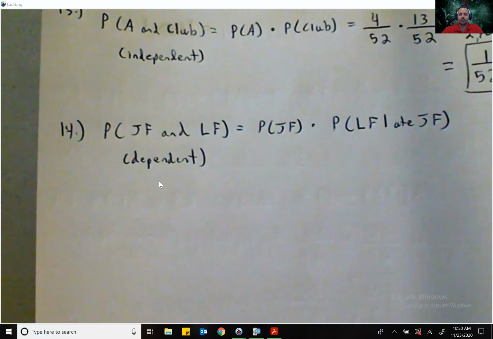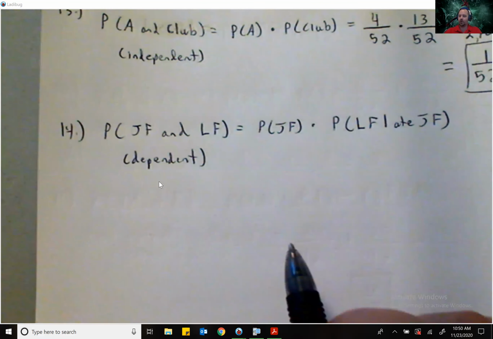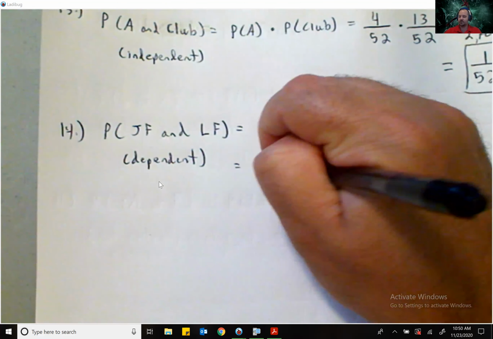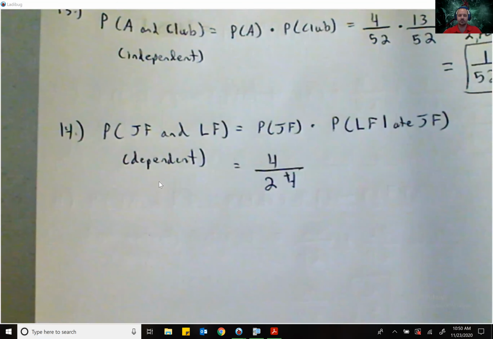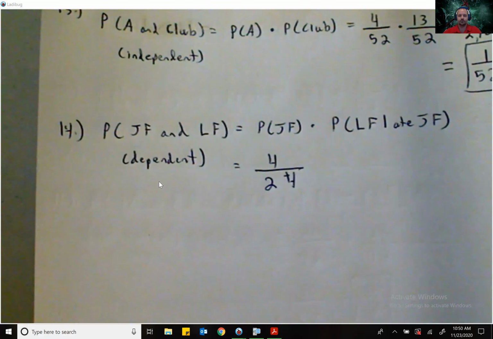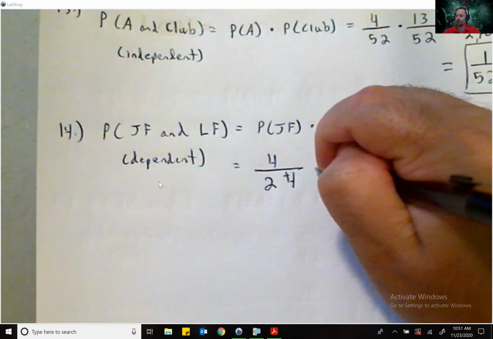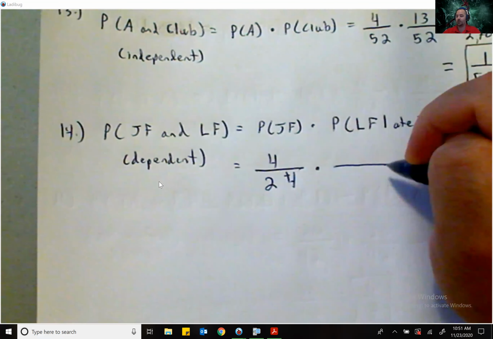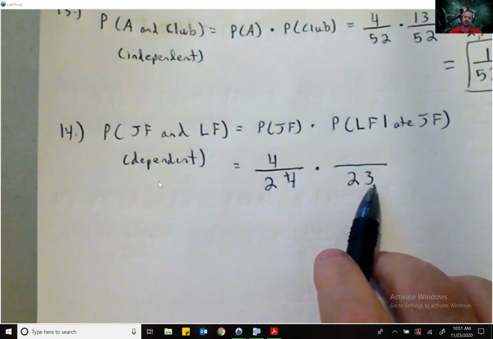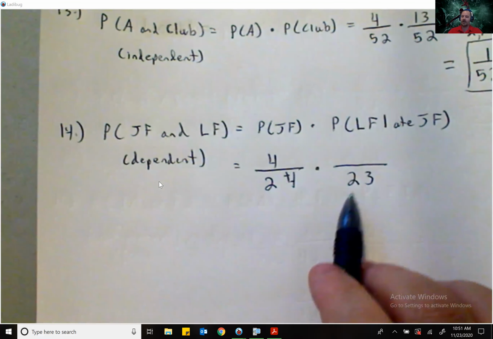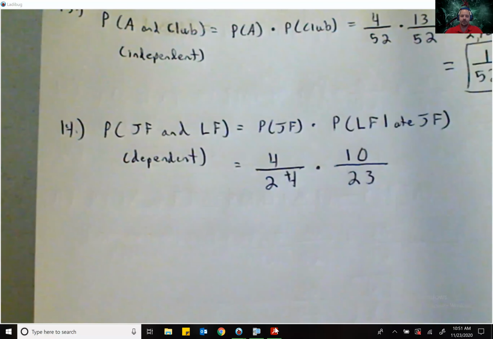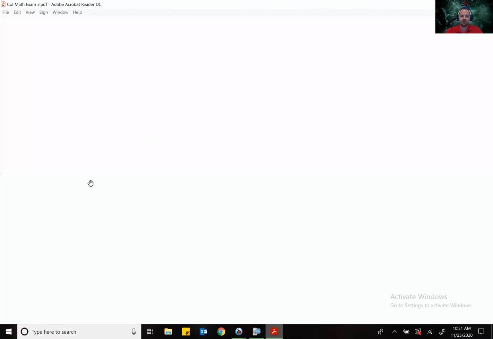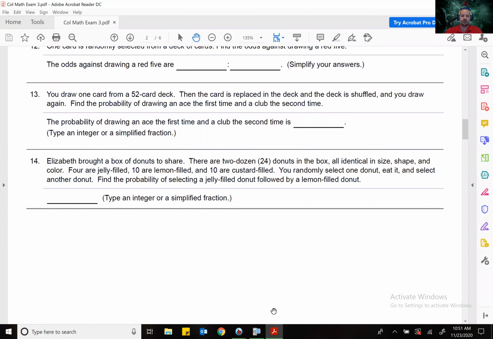What's the probability of a jelly-filled? There are 4 jellies out of 24 donuts. Now, remember, we ate a donut, so there's only 23 left. See how this is now dependent because we have changed this. Out of how many lemon-filled? We didn't touch the lemons, and there are a total of 10 of those. Let me double check those numbers. 4 jelly-filled, 10 lemon-filled. Good. We're perfect.